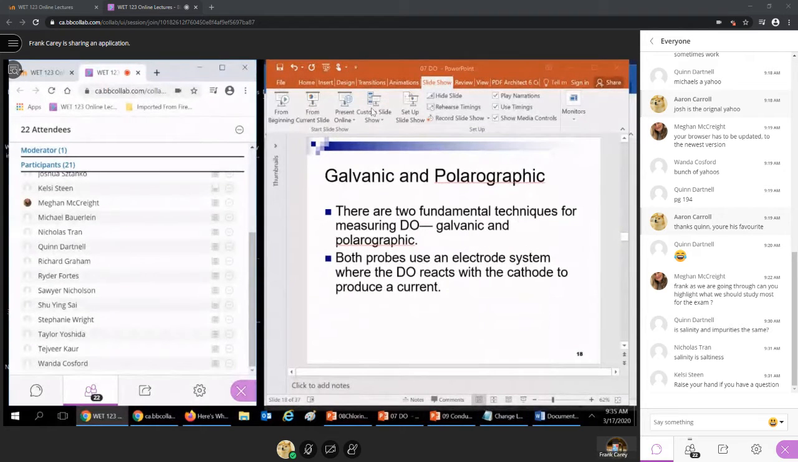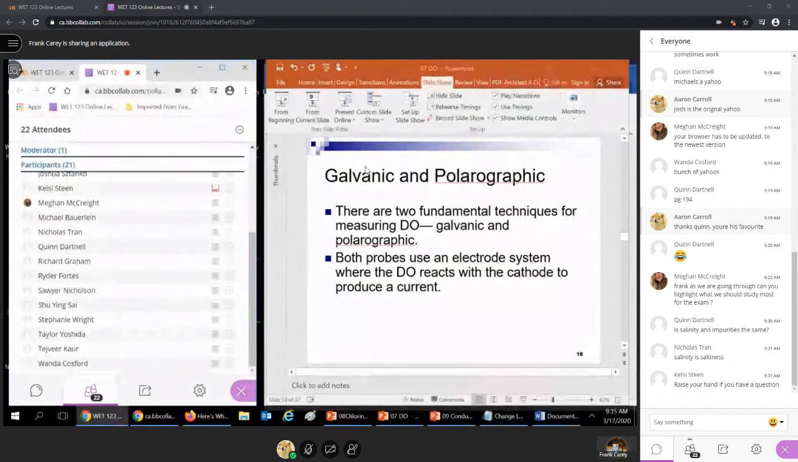The galvanic probe came out in, I believe, 1964. So it would be 56 years old now. They both had their advantages and disadvantages. You are required to know the advantages and disadvantages of both, as well as how to maintain them.